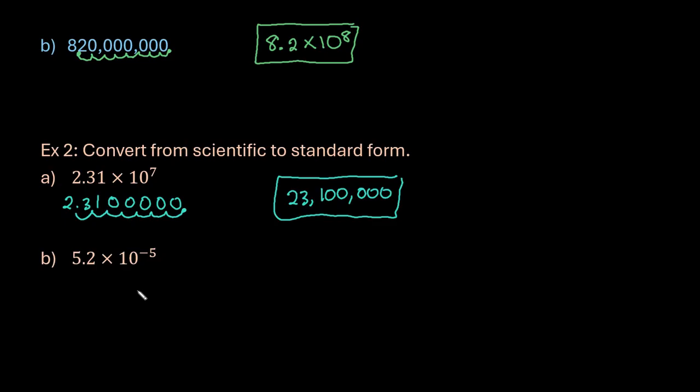And for the last one, this time we're going to go the opposite direction. So I'm going to move it over 1, 2, 3, 4, 5 places. So I would put in 4 zeros in front of the 5, 2. So the answer to this one would be 0.000052. So I did move it over 5 places because originally it was between the 5 and the 2.